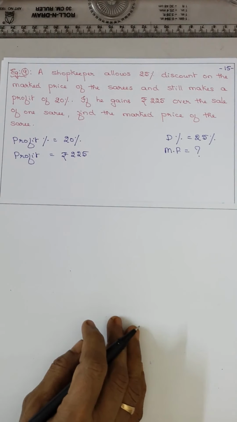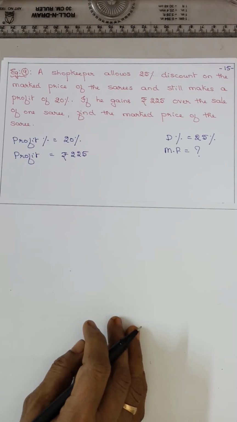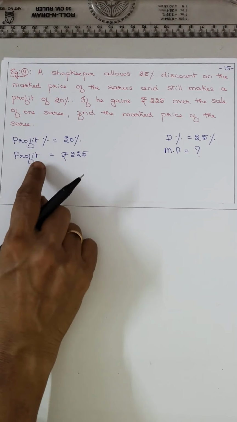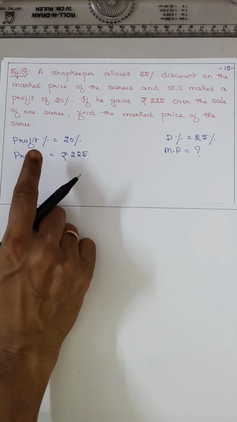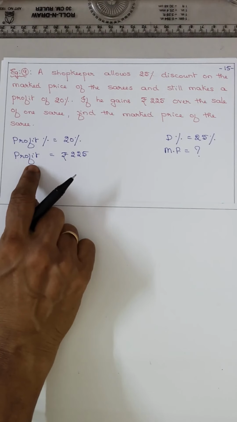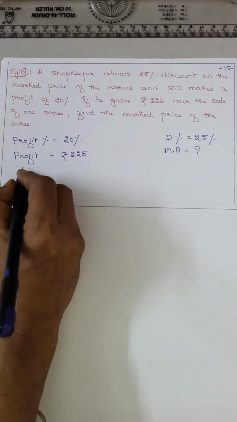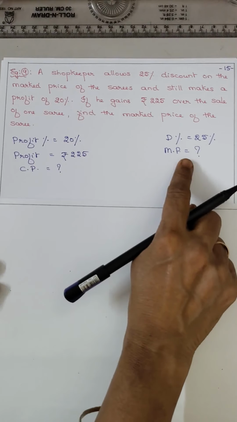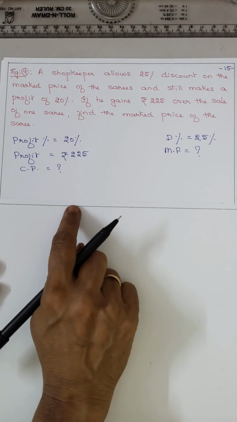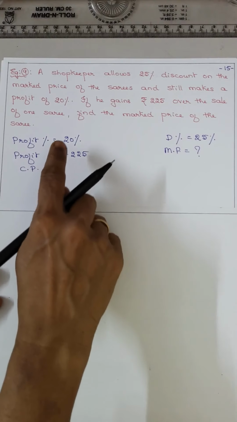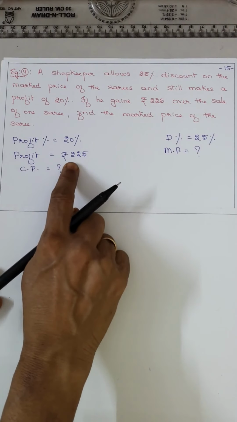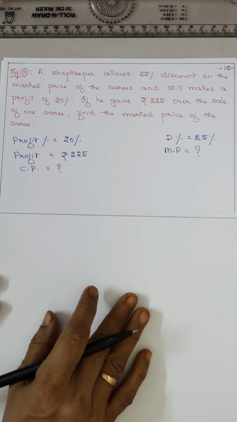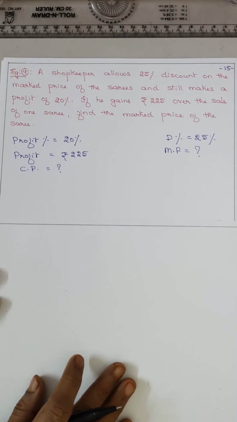They have not given SP, CP, nothing. They have given profit and profit percent. So using this, you can find out CP. You know, profit percent is calculated over CP. So first find out CP is equal to how much. See, to find out MP, we want SP. But we have profit percent and profit. But directly we can't find out SP. First we have to find out CP.